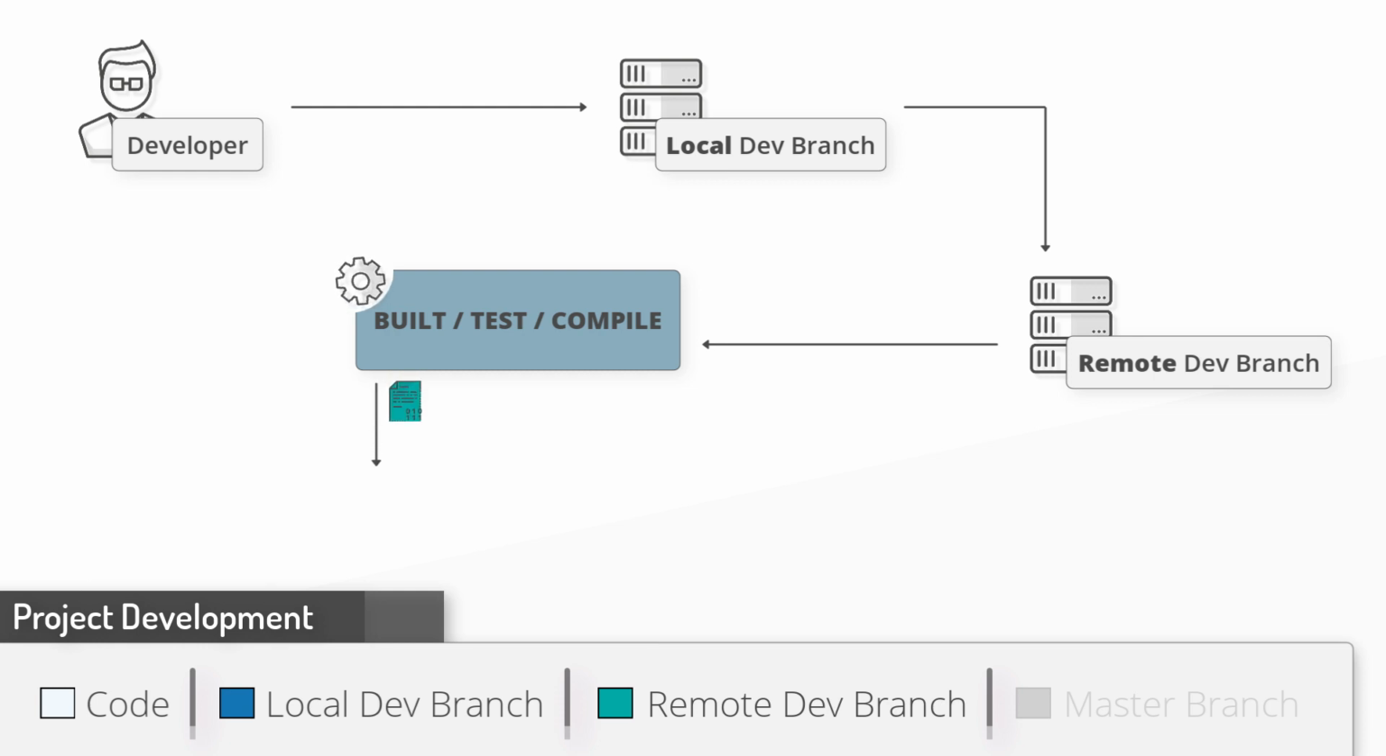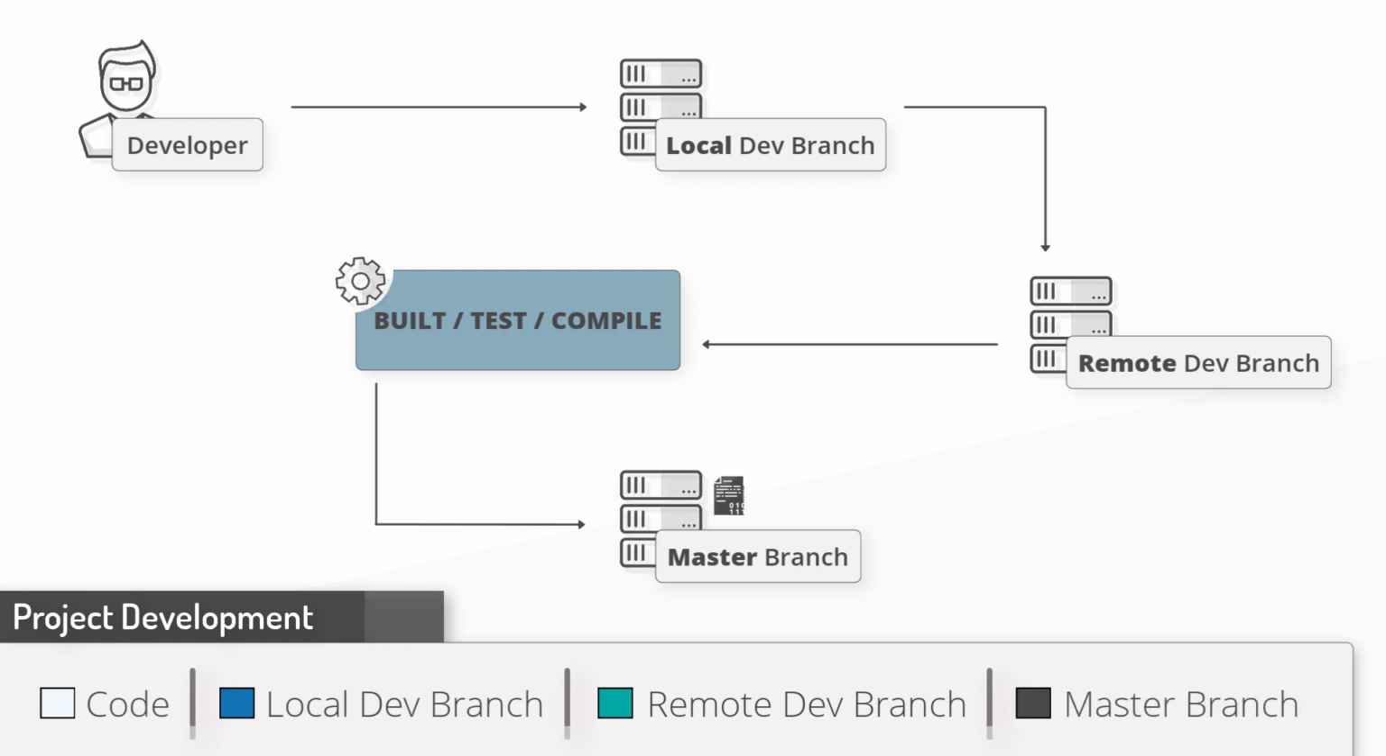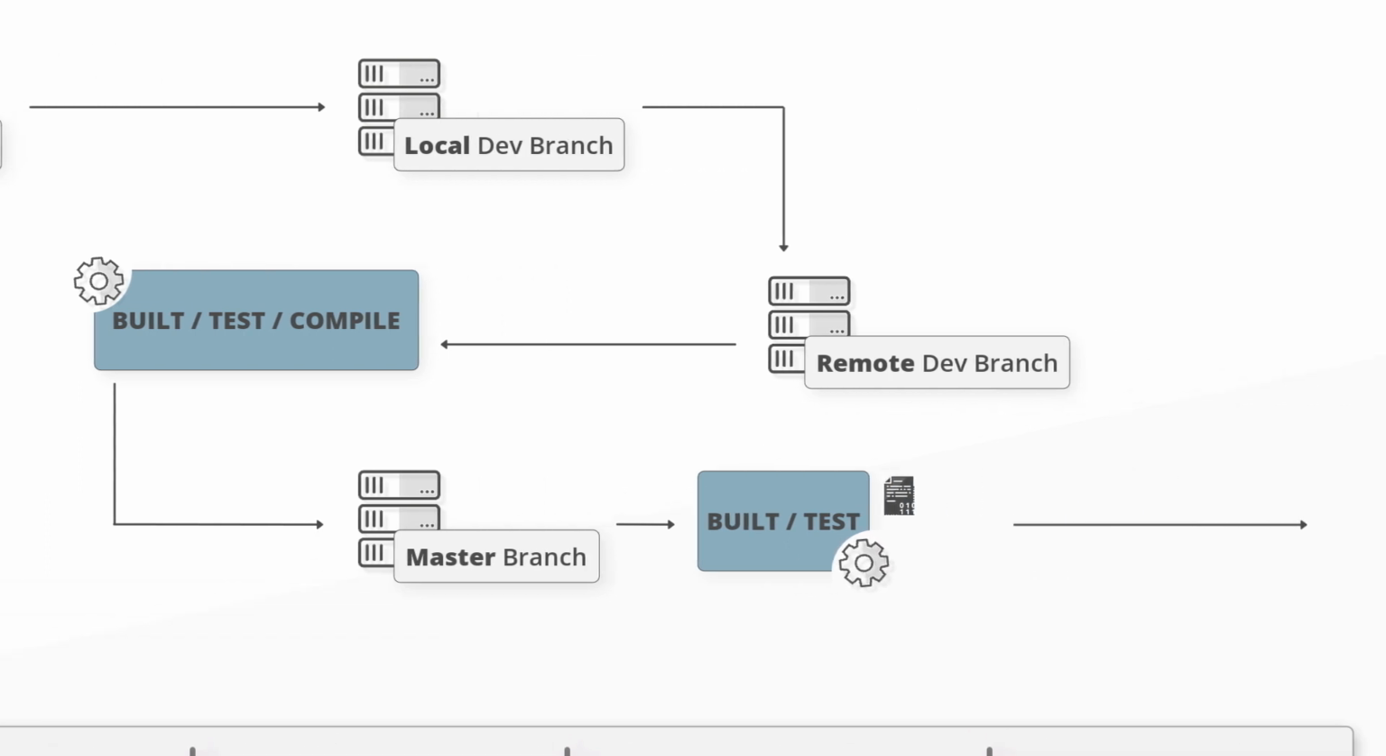If the test results are fine, the dev branch will be merged into the master branch. This is followed by a subsequent build and test of the master branch. Afterwards, this step marks the end of the development cycle. From here on, the deployment phase begins.